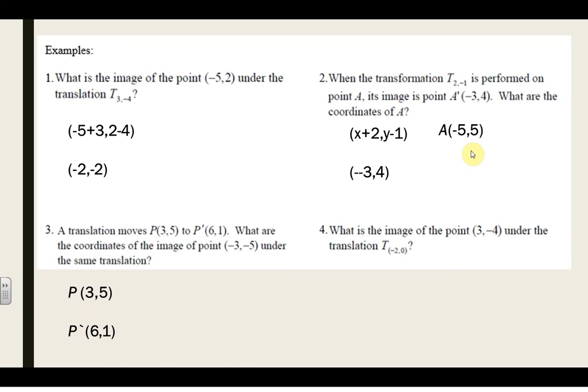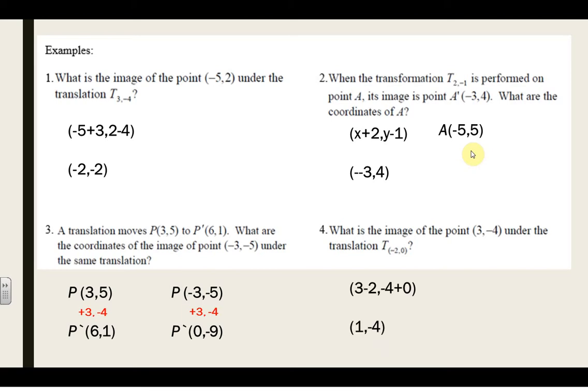They're telling us 3 went to 6, 5 went to 1. So let's think about that. What is happening? What is the translation that's occurring there? I'm going up 3 and down 4. So then what would the coordinates of this other point be if I did the same thing? I would add 3 and go down 4. It's that simple.